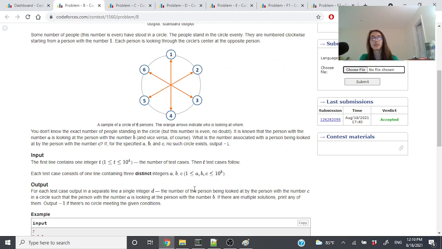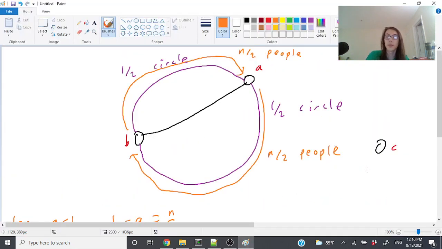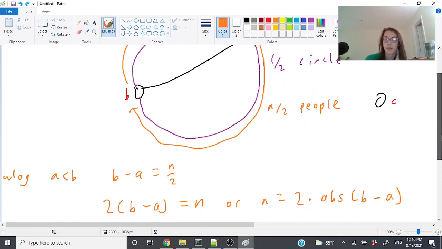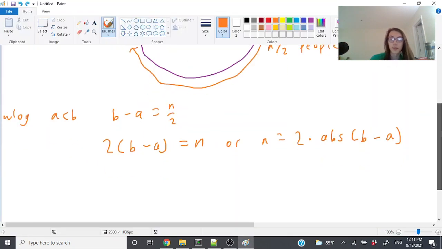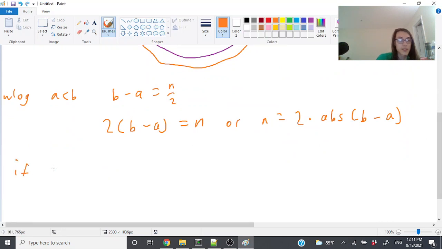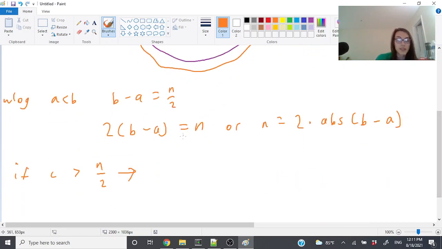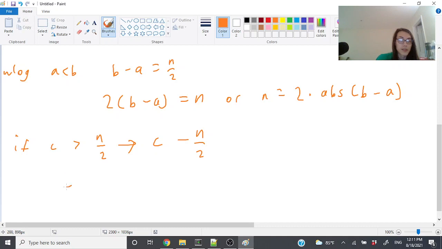So now that we know n, we know that C is going to be n over 2 apart from its counterpart. Essentially you can do some casework or some math. If C is greater than n over 2, then its counterpart is going to be smaller, because when you go around the circle, it's going to circle back to 1. So if C is greater than n over 2, then the answer is C minus n over 2. Otherwise, the answer is C plus n over 2, since C is on the smaller half, so its opposite is going to be on the larger half. So that's how you get the answer.